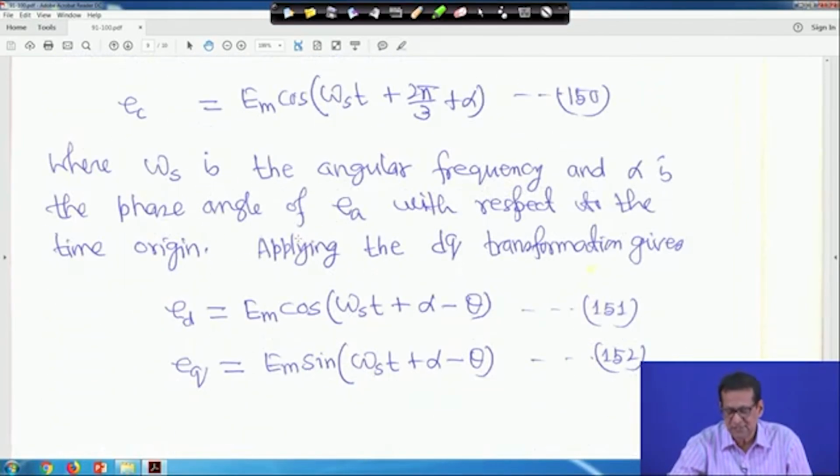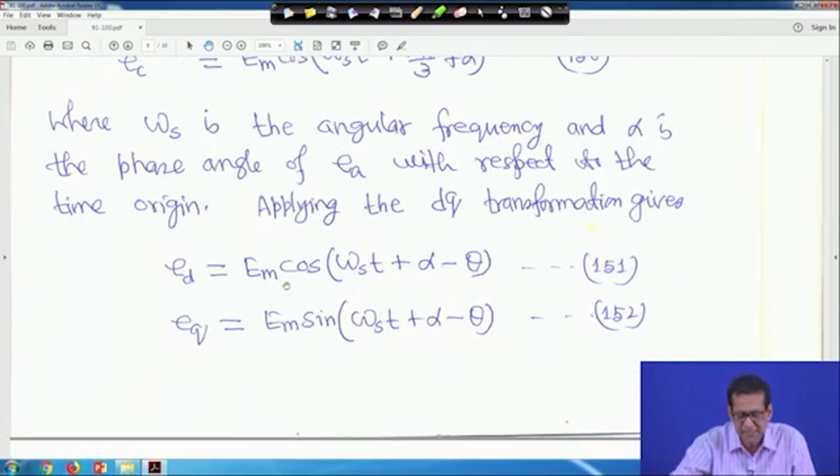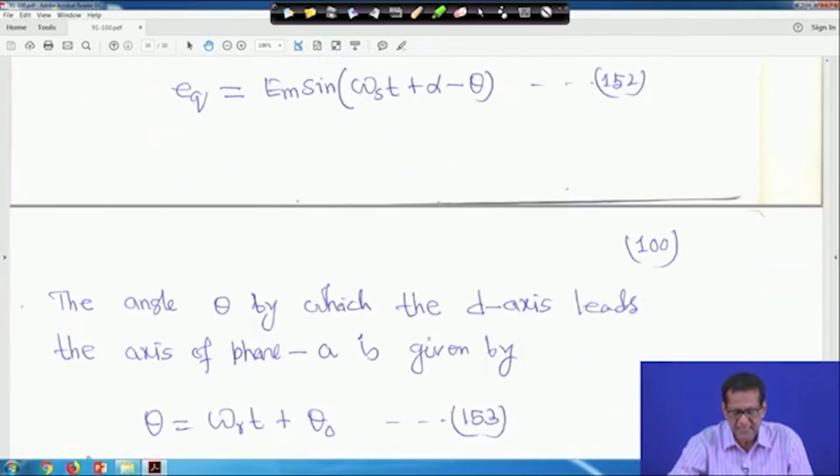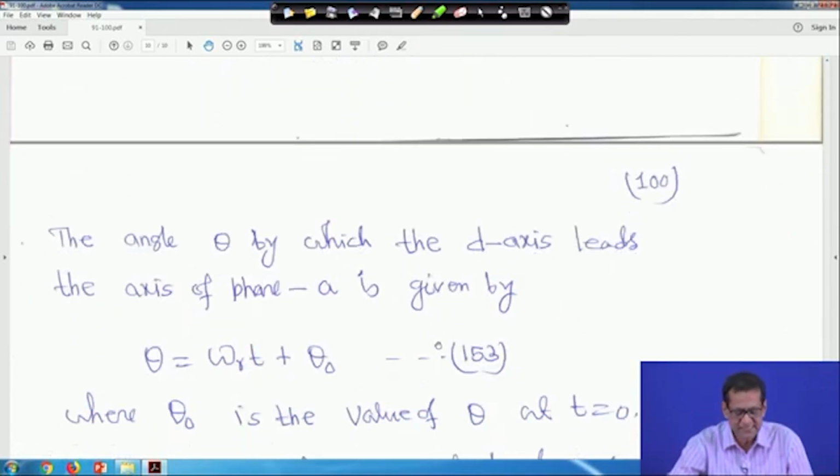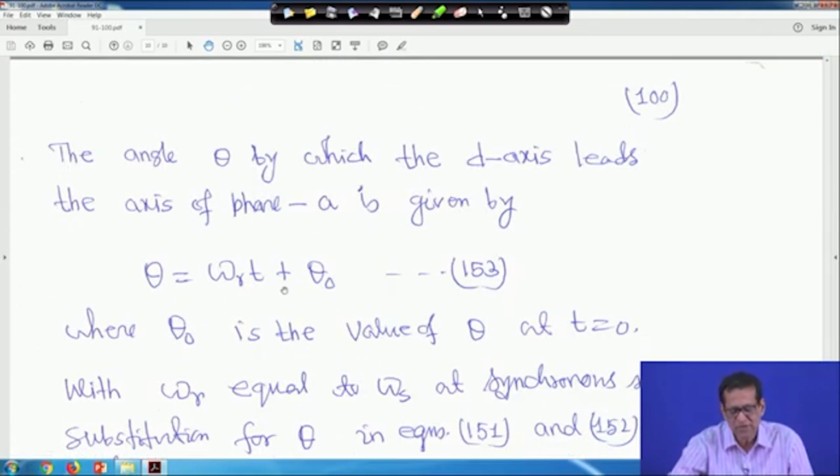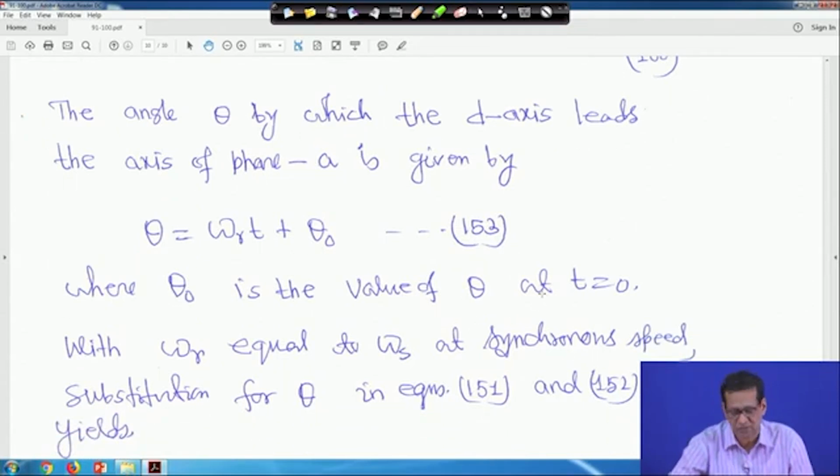Now, applying the dq transformation to this, as we have seen earlier: it will give ED equal to EM cos omega st plus alpha minus theta, this is equation 151, and EQ equal to EM sin omega st plus alpha minus theta, this is equation 152, right. Therefore, the angle theta, as we have seen in figure 9, by which the d axis leads the axis of phase A, is given by theta is equal to omega r t plus theta 0. This is equation 153, and theta 0 is the value of theta at t equal to 0, right.